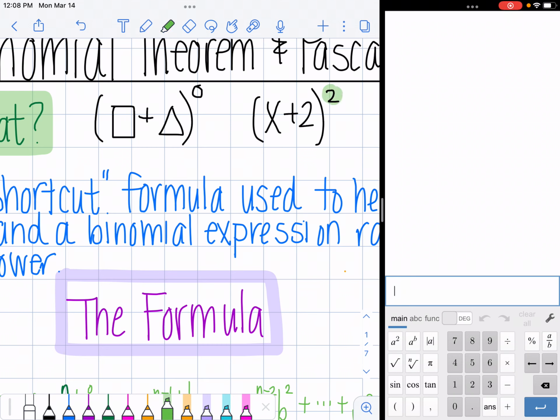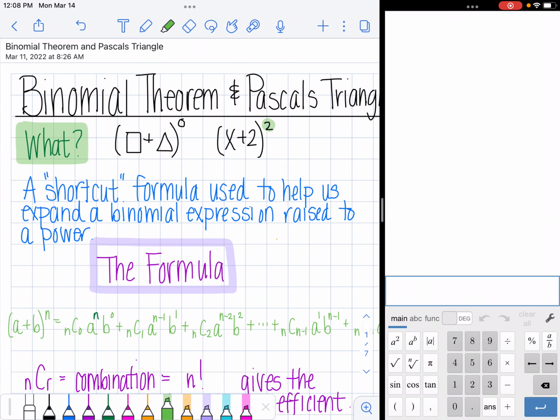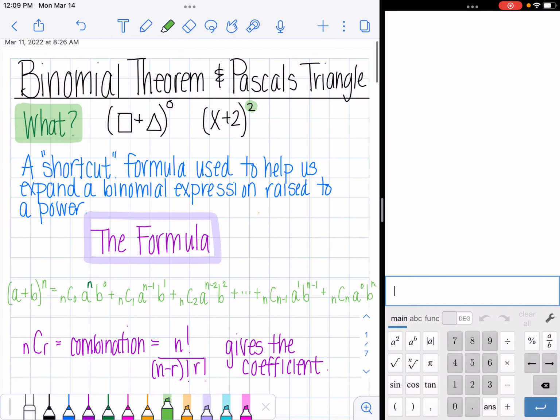And so instead of just multiplying this out 2 times or 3 times, we're going to have to multiply it out 5 times or 7 times. That's a lot of work. So we're going to use this binomial theorem to help us alleviate some of that repetition that we have to do when we're multiplying. We're constantly distributing. So they came up with this formula.